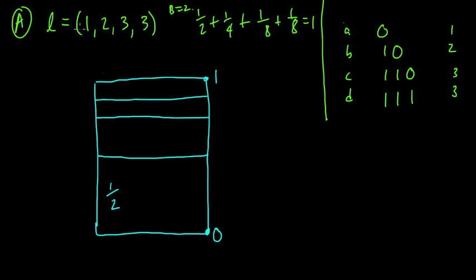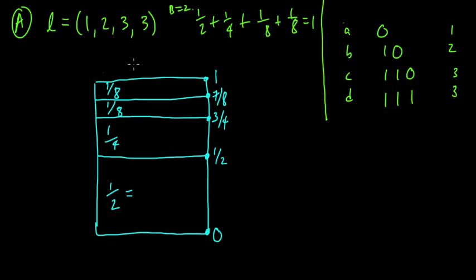And since our lengths were in non-decreasing order, the size of these successive blocks is always getting smaller and smaller. So the first one was a half, then we add a quarter, an eighth, and 1/8. And if we look at what these points along the interval are, they're going to be 1/2, 3/4, and 7/8. Very simple.